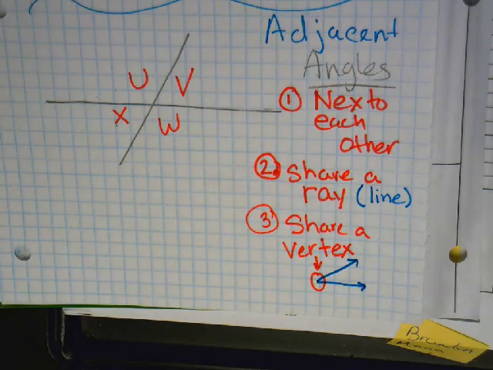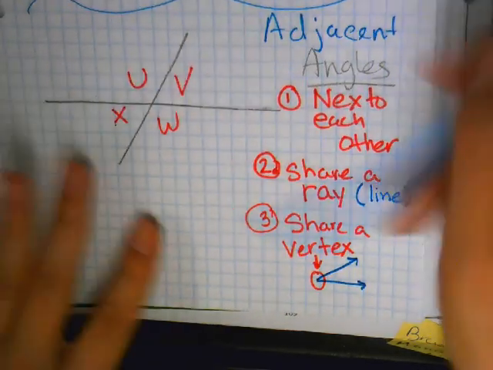All right. So, did I use the word congruent? No. So the number one difference between vertical and adjacent is that they're not equal. These are not equal. All right. Here we go.